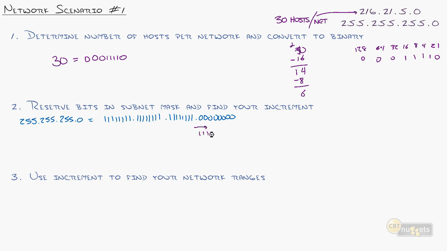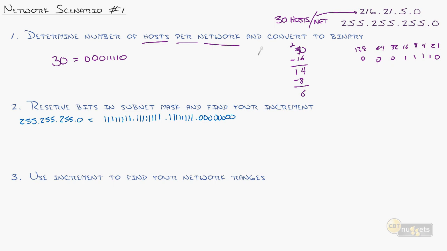Now that all changes now. Because instead of saying I'm after networks, I'm after hosts per network. Now, keep in mind, I'm still subnetting. It's not like I'm moving those ones backwards or anything like that. I'm still subnetting. However, my main focus is not how many networks I get. It's how many hosts per network I get.